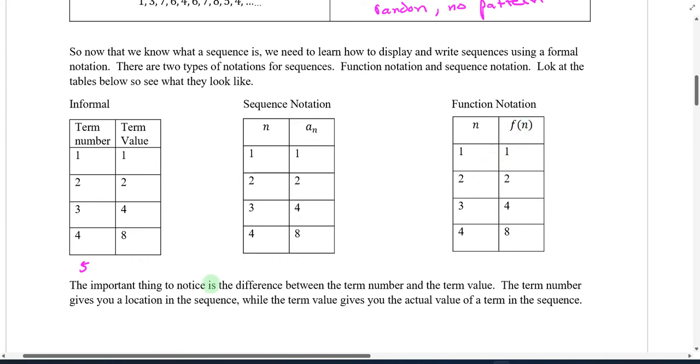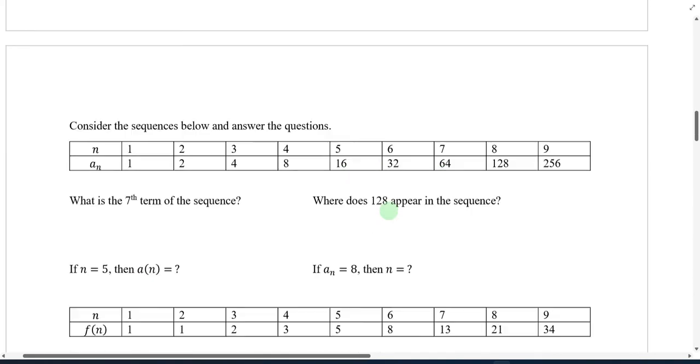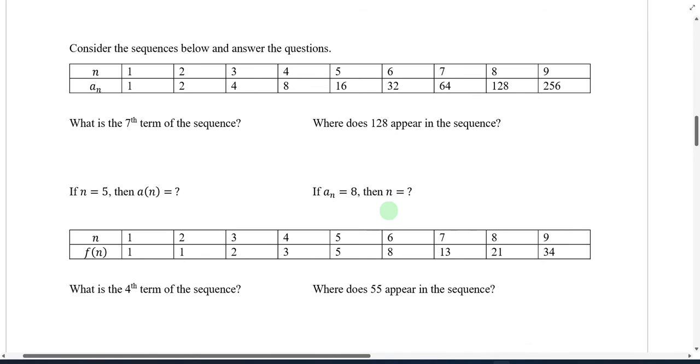Again, the important thing to notice is the difference between term number and term value. I want to make sure that we can distinguish between what these two are. The term number is a location, the term value is the actual value of the term in the sequence. So let's practice that a little bit. Let's do a couple of exercises here where we use those definitions.